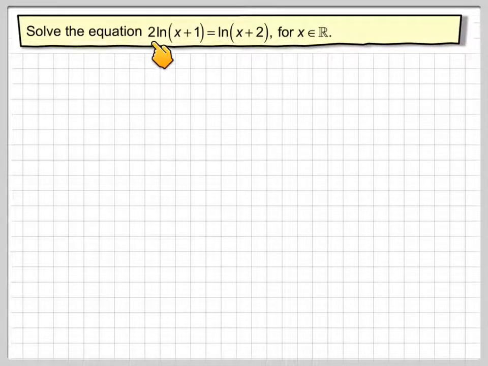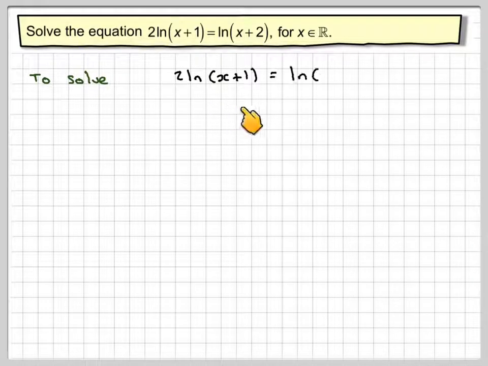Solve the equation 2 ln(x + 1) = ln(x + 2) for x belonging to the set of real numbers. So we've got to solve 2 ln(x + 1) = ln(x + 2). We've got to try and apply some of the rules of logarithms to this.